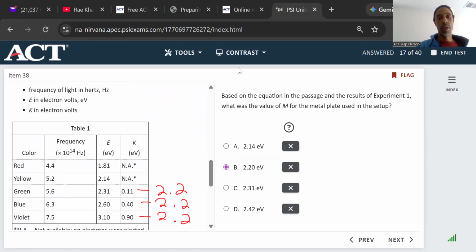So if I do, and you can manipulate the equation too. So K is equal to E minus M. Let me see. Put it over here. I could have manipulated the equation too. So if I say K is equal to E minus M, then what? K is equal to E minus M.